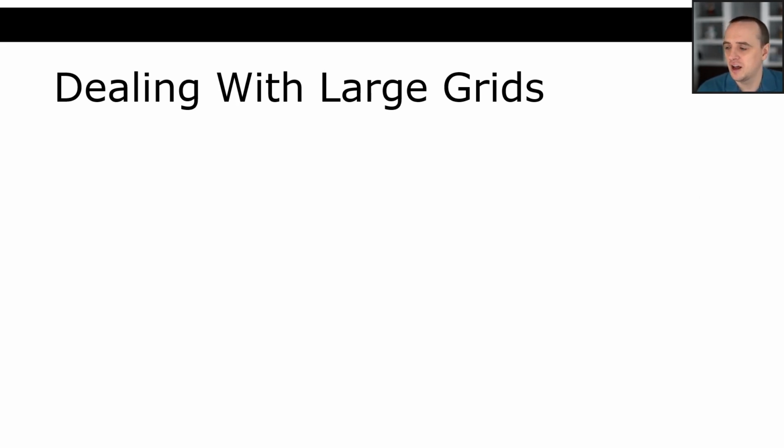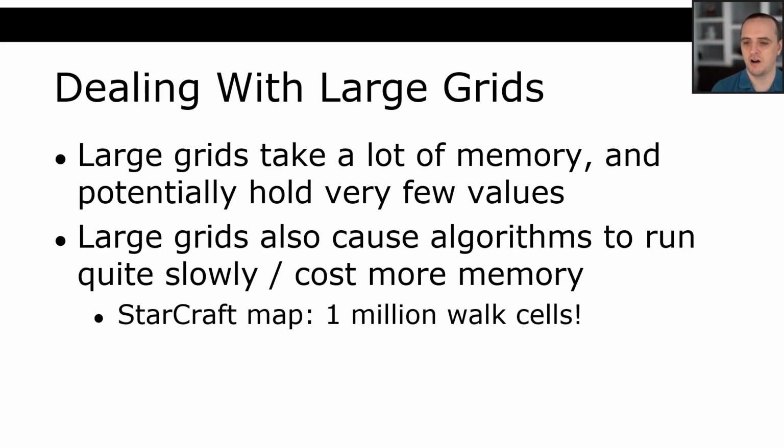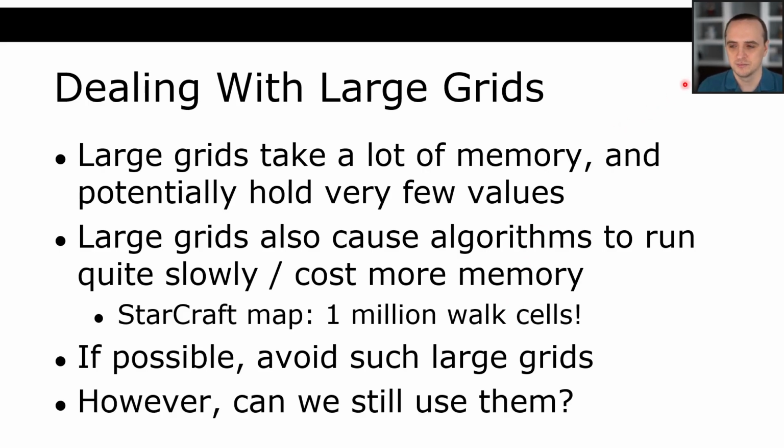So grids take a lot of memory. Let's see what people have done to try and abstract away those problems or try and solve those problems. Large grids take a lot of memory and potentially hold very, very few values, right? So large grids also cause algorithms to potentially run very slowly and cost more memory. So like I said, Starcraft maps can have up to 1 million walkability cells. So if possible, we want to avoid such large grids, but could we still use grids for really, really large spaces?